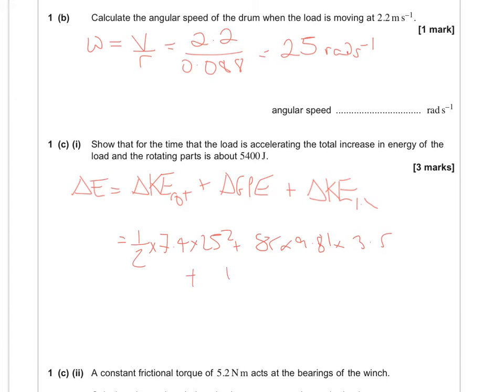We also need to do half times 85 times 2.2 squared. And if we add all of those together, so 0.5 times 7.4 times 25 squared, plus 85 times 9.81 times 3.5, plus 0.5 times 85 times 2.2 squared, that comes out as 5436.67, which is approximately 5,400 joules.